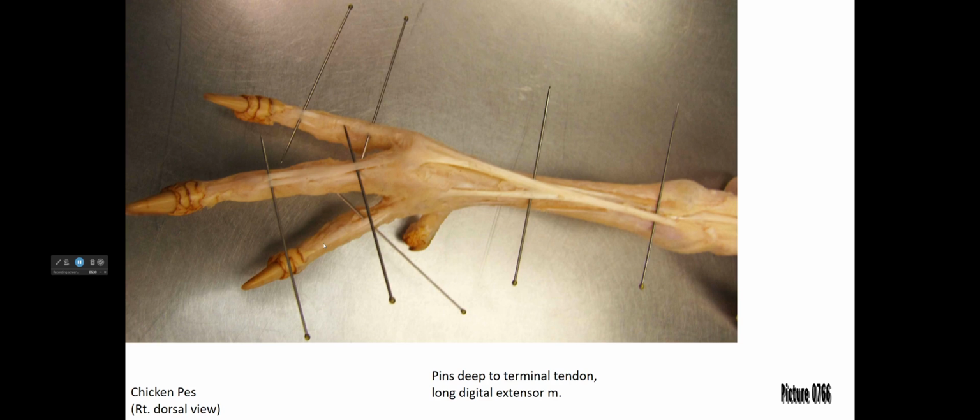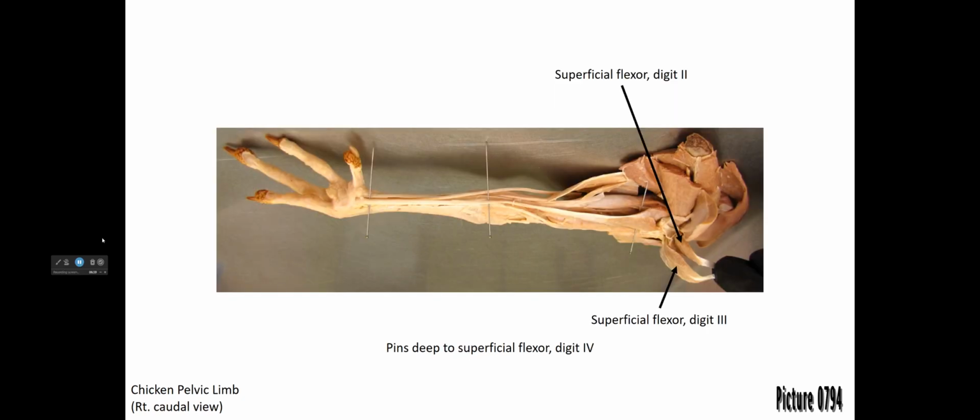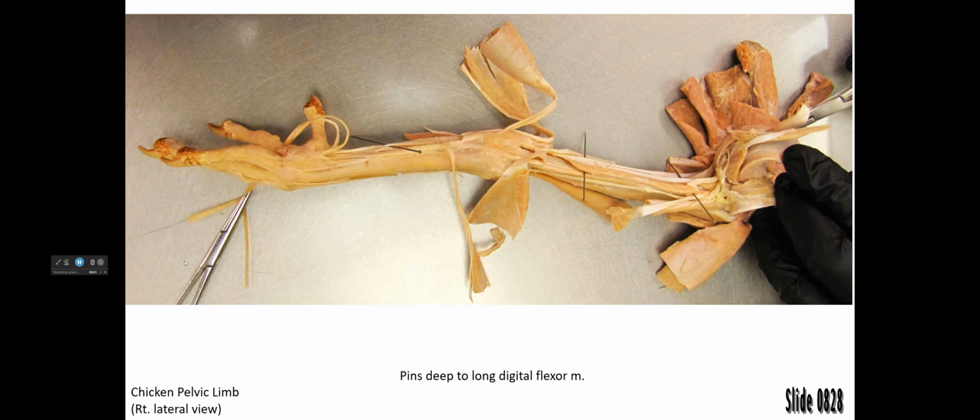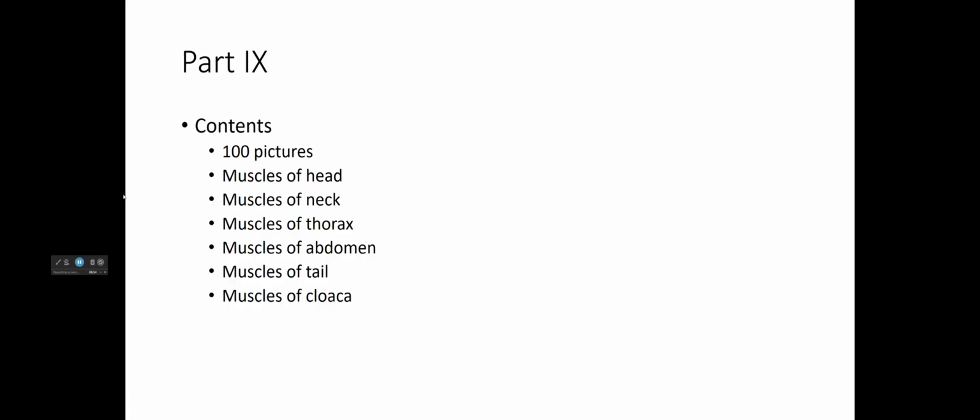In 766, we have a high magnification image with pins deep to the terminal tendon of the long digital extensor. In picture 794, pins are deep to the superficial digital flexor of digit 2. In picture 828, we see pins deep to the long digital flexor muscle. Part 9 contains 100 pictures of the head, neck, thorax, abdomen, tail, and cloacal muscles.